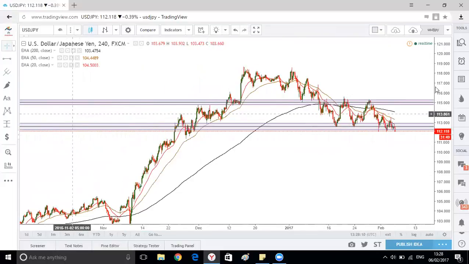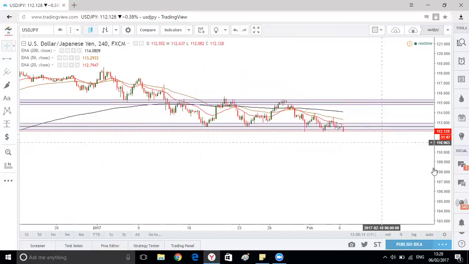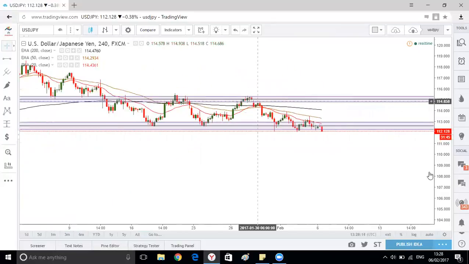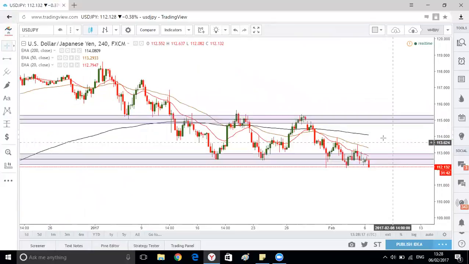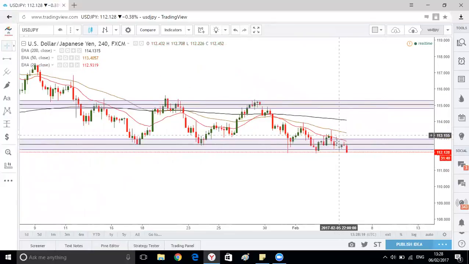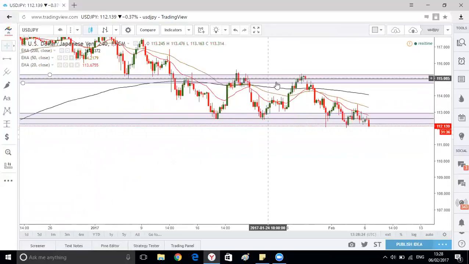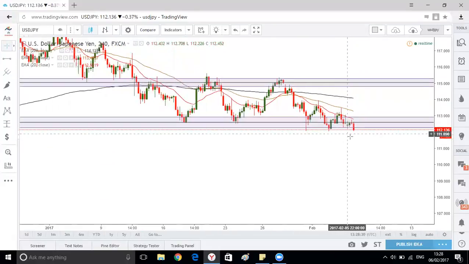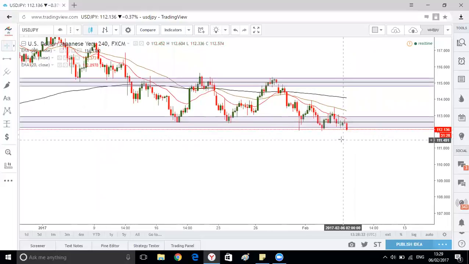And for this pair, now for us to get an entry on this, this is where prices were last night. You can see lower high, lower low, lower high, lower low, lower high. And this pair needs to drop below this level to make another new lower low, and it's looking to do that.